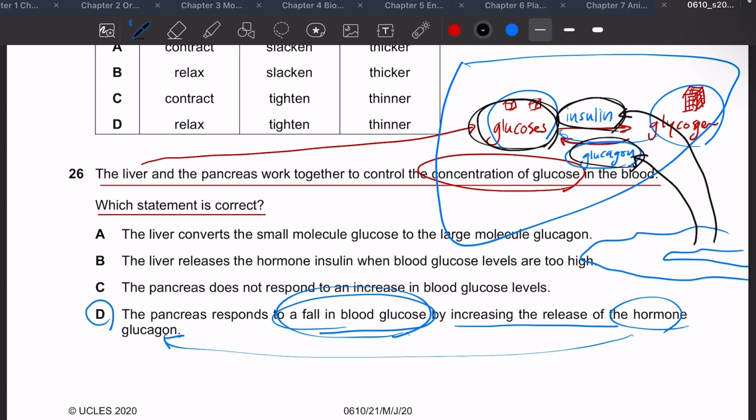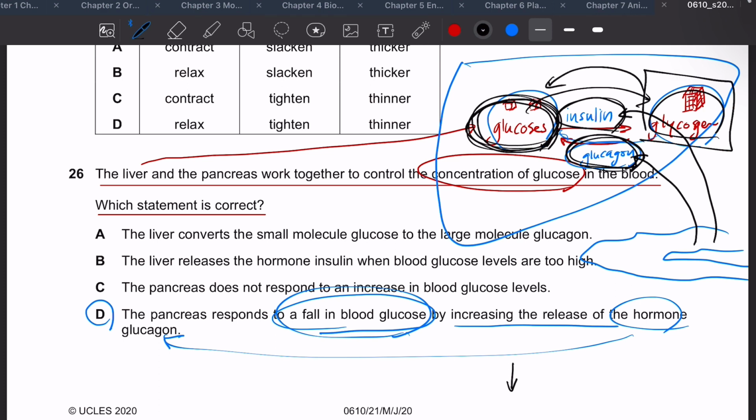So insulin is released in order to change glucose molecules to glycogen, thereby decreasing the blood glucose level. And glucagon is produced or released if there's less glucose in the blood. So what glucagon does is that it converts glycogen back to glucose molecules, thereby increasing the blood glucose level in the blood. Okay? So therefore, the answer is D.